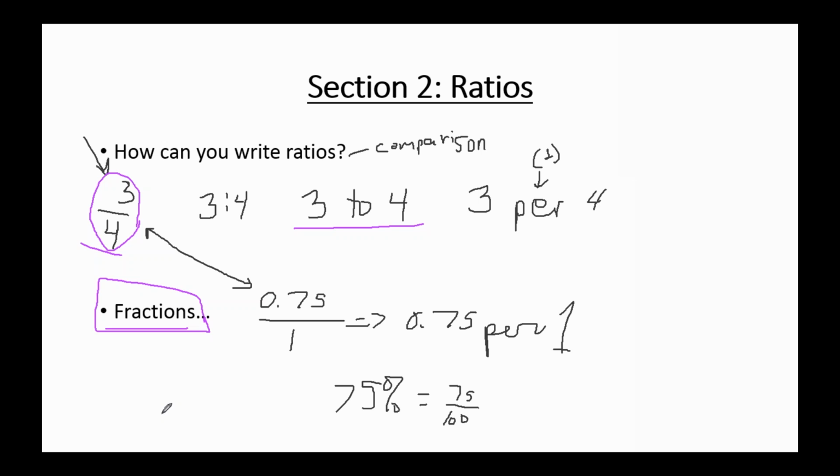Now, one thing about fractions, right, we are mathematicians. You are officially a mathematician because you are in my class and that's how we roll. If you are writing things as a fraction, they do need to be reduced. So 3/4 is a reduced fraction. But if we come over here to 75 over 100, that is not a reduced fraction.